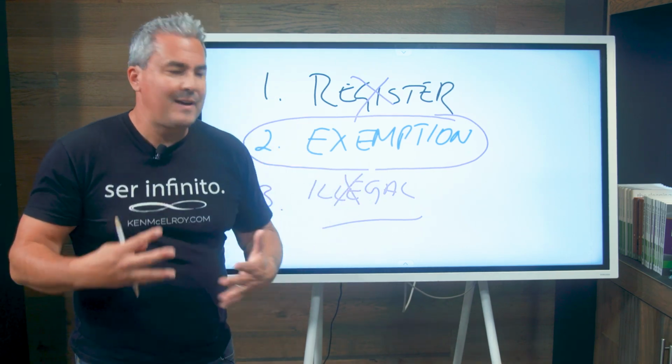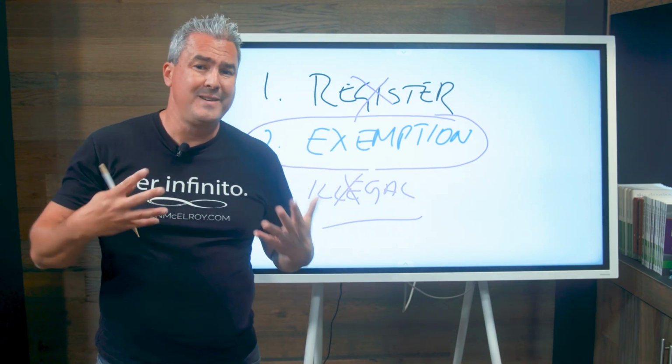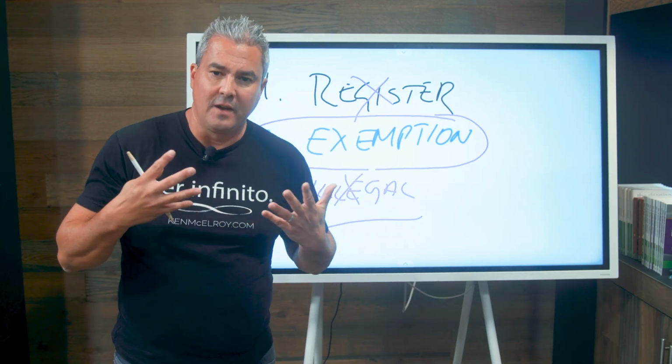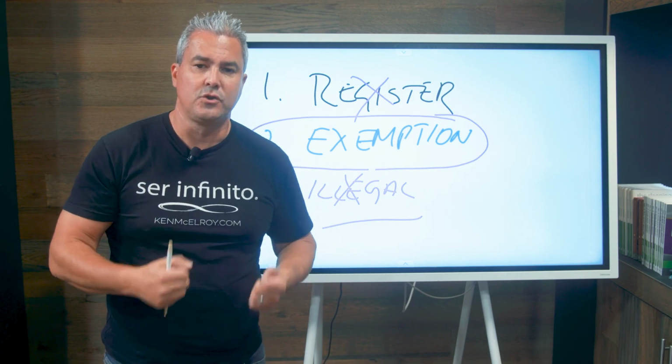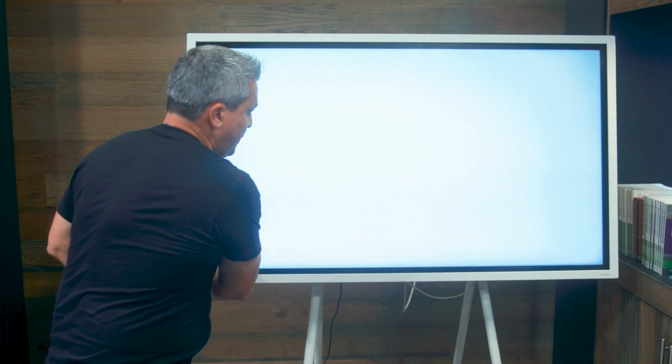So this is where 506B and 506C come into play, and this is why I think, last time I saw the statistics, about 95% of syndicators, or people who are doing these syndications, rely on either a 506B or a 506C. So let's go through these real quick.